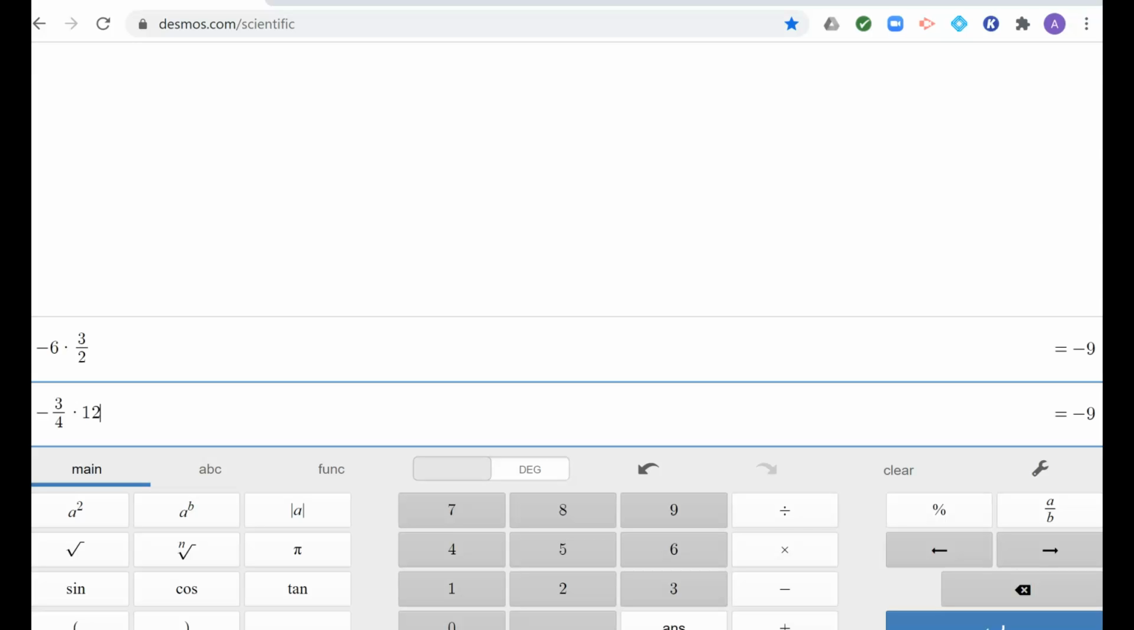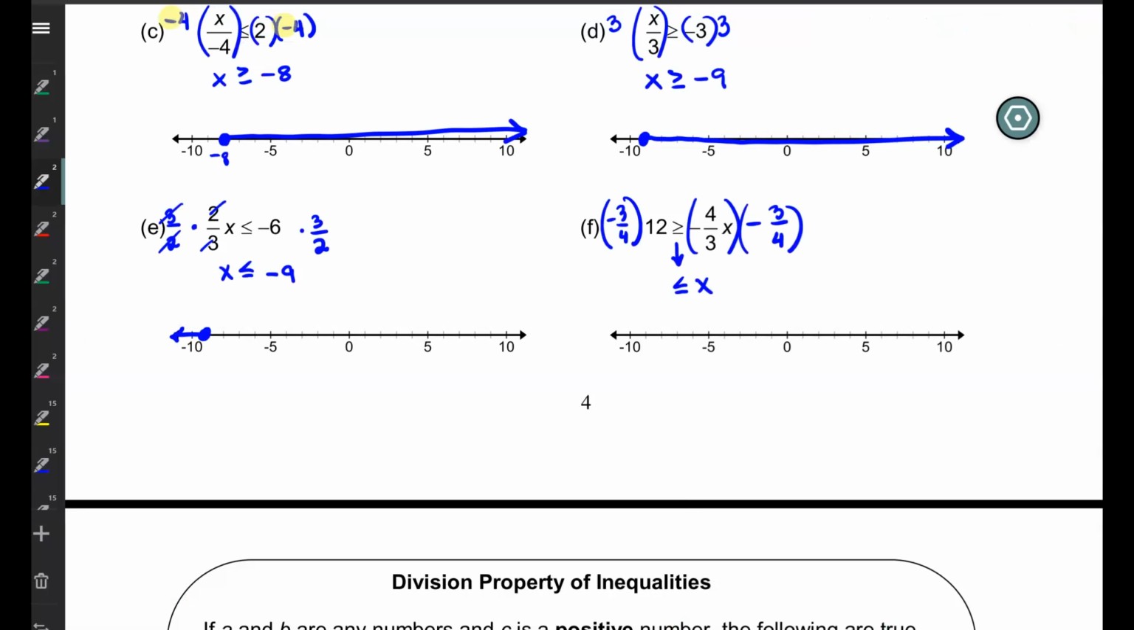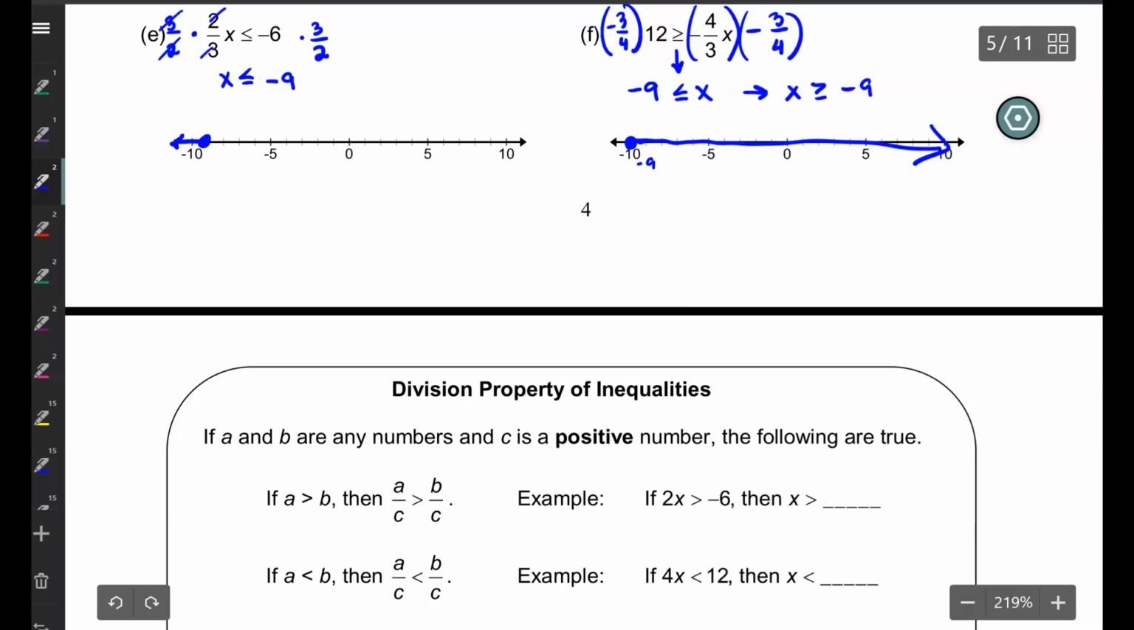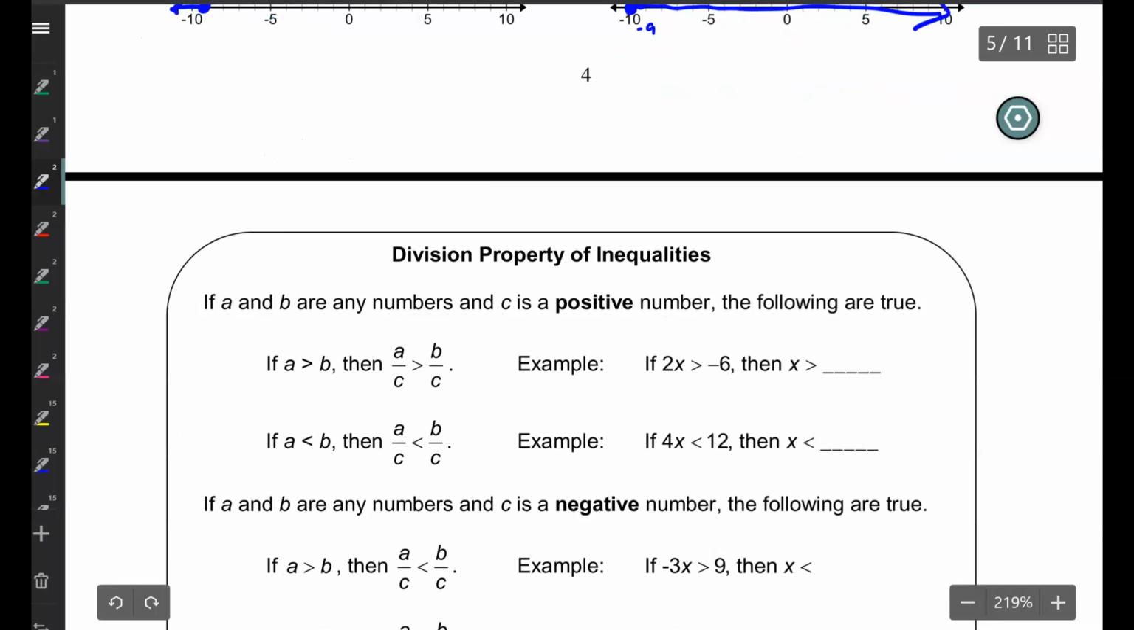And, oh, how about that? We get -9 again. And then we just want to rewrite that, so it's going to be x greater than or equal to -9. So here's -9. It actually ends up the same result as we have in the graph directly above. Okay, so those are all multiplying to solve an inequality.